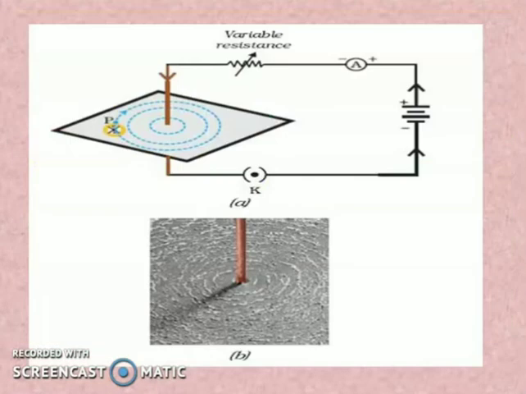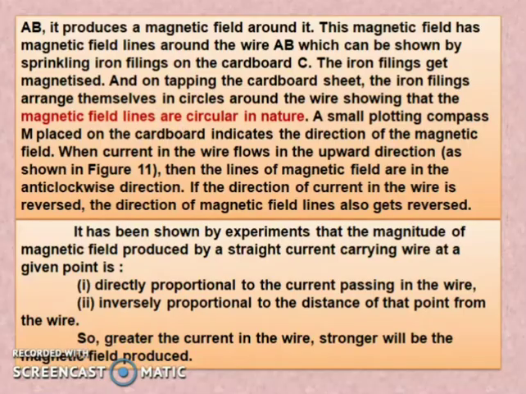Now you can see here, if you move away, the distance is increased, then the magnitude of the field will be decreased. If the current is increased, then you can see that the magnetic field is also increased.